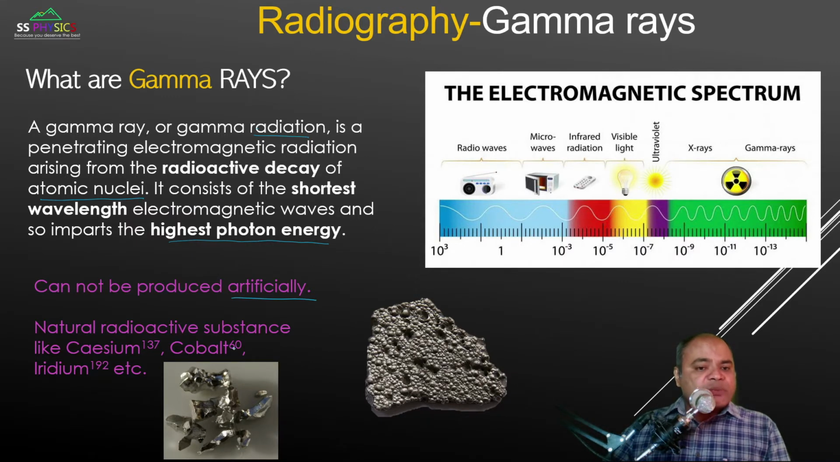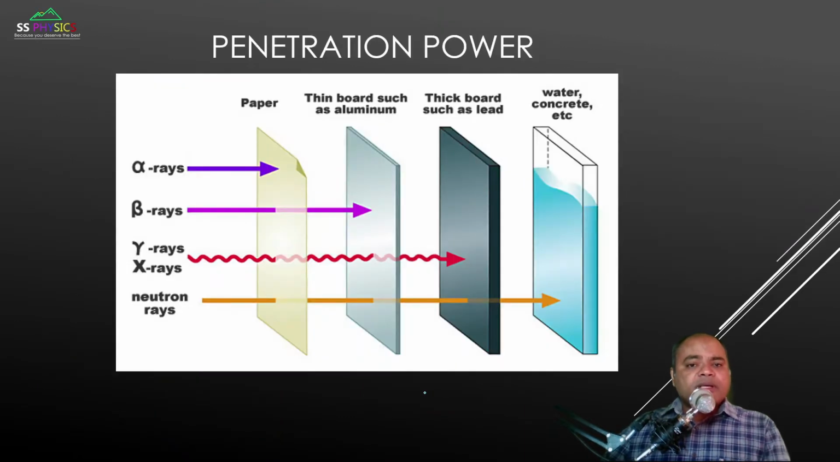Natural radioactive substances like cesium-137, cobalt-60, so this is a cobalt-60 sample, iridium-192, this is an iridium-192 sample. So these are some sources of gamma rays. These are radioactive materials. In short, we will see what the penetration power of different rays is.